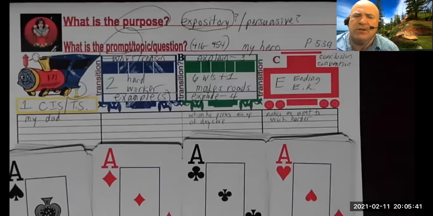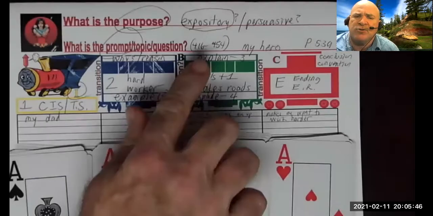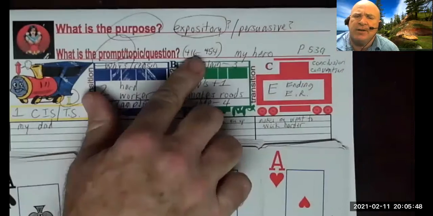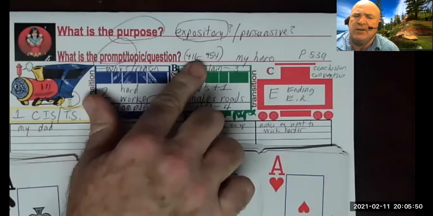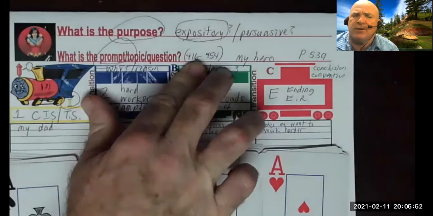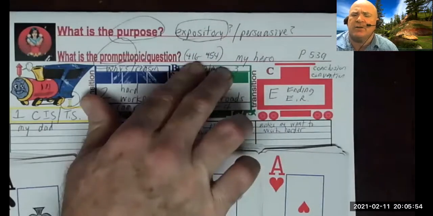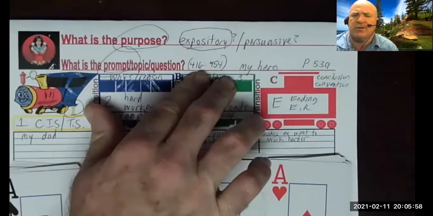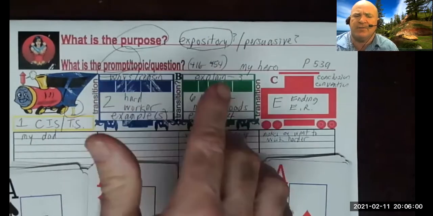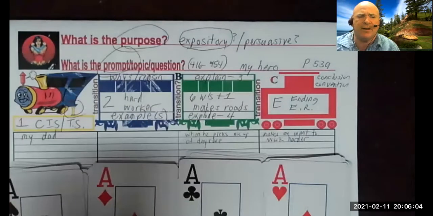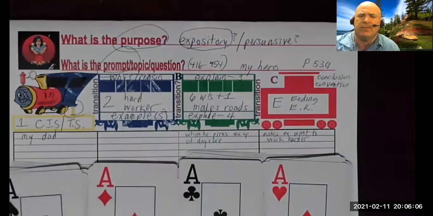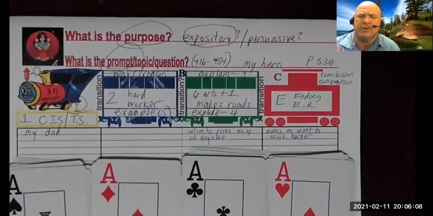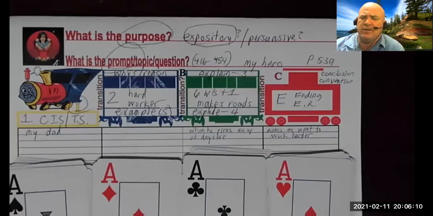or if you're just doing simple open-ended questions, what is the question? And I had mentioned in an earlier video that you can find all my prompts for elementary through secondary on pages 416 to page 454 of the binder. The colorful and black and white train graphic organizer is on page 539, page 540. This one has a little bit more guidance. My hero is the one that we're going to be working on.